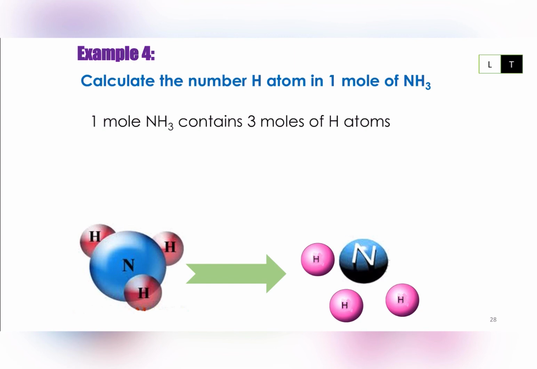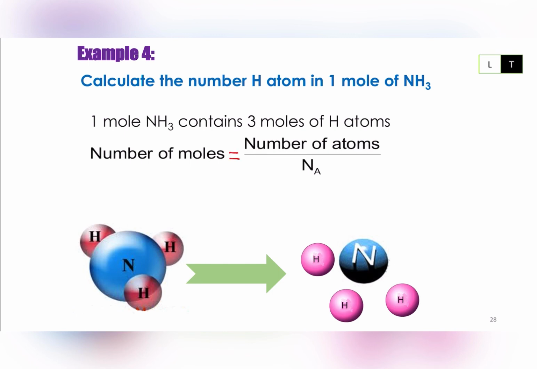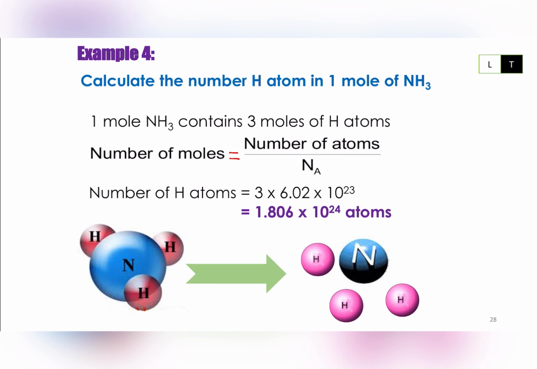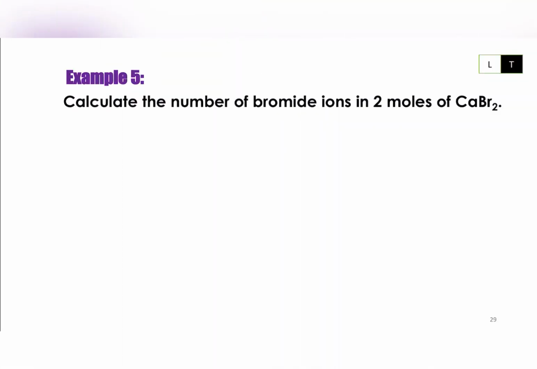And after that, you can calculate the number of moles based on the relationship between number of atoms with Avogadro's constant. So this will be your formula. You want to find out the number of H atoms, so please make sure you calculate based on 3 of them. So you will have 3 times 6.02 exponent 23, and the final value will be 1.806 exponent 24 atoms. Please make sure you emphasize here what number you are calculating for. Let's go to example 5.